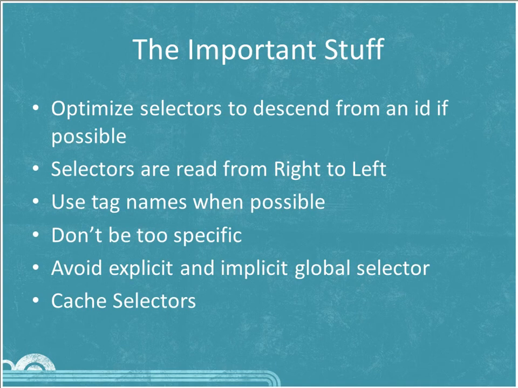Alright, so that's just a little bit about how HTML5 can help. So what's the important stuff around performance with jQuery selectors? The first thing is to optimize your selectors to descend from an ID if possible. So that's just saying start with an ID. The reason why is because IDs automatically go out to document.getElementById, which is DOM level, very, very fast.